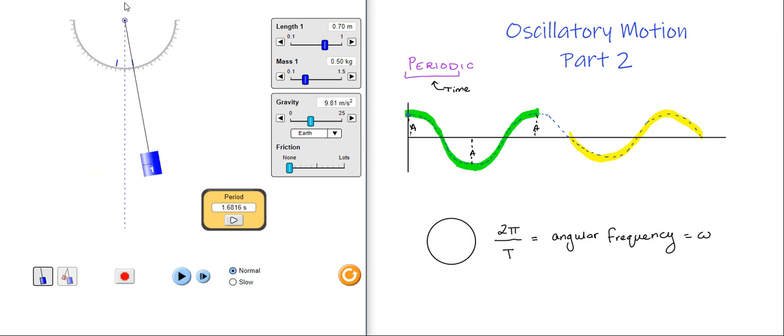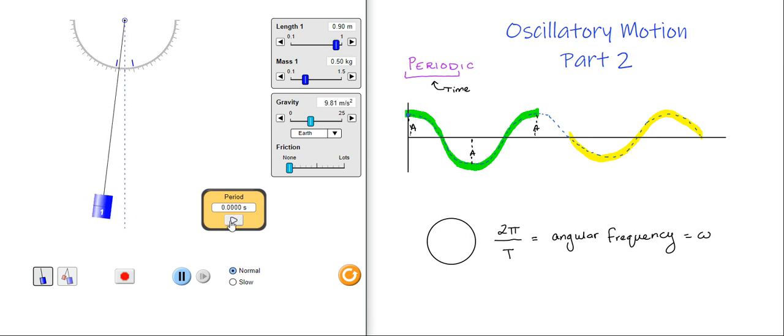Now keep in mind that we've said the string here is a negligible amount of mass compared to the pendulum bob, so that will have an effect later on when we look at it. Now if we take a look at adjusting the length, we'll start at our regular position. Let me go ahead and let this swing. It's 1.6816 seconds, and as I increase the length, I see that the period has increased.